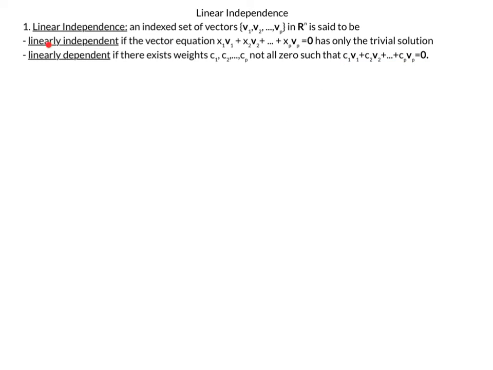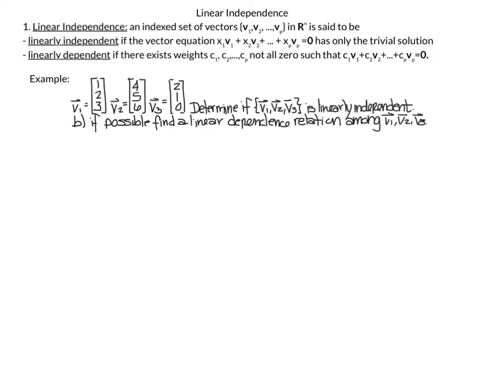Now we're going to back up and come back to the strict definitions, which you should have memorized. To be linearly independent, the vector equation x1v1 plus x2v2 plus up to xpvp equals 0 has only the trivial solution. So to get a linear combination equal to 0, all the coefficients have to be 0. To be linearly dependent, that means there are coefficients that are not all 0, such that this linear combination can equal 0.